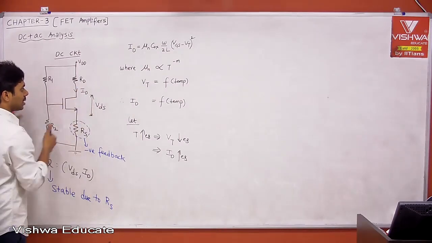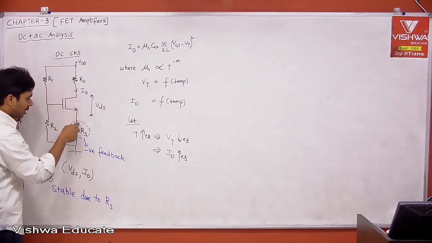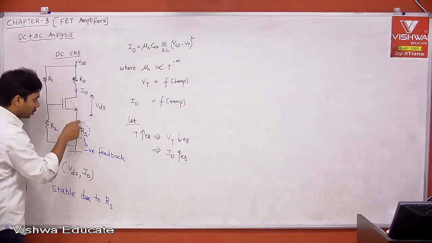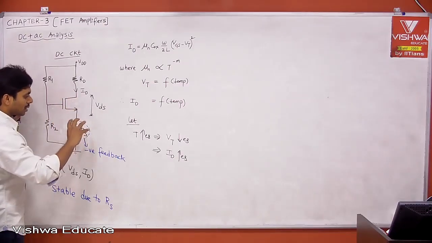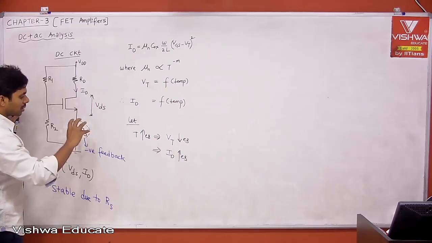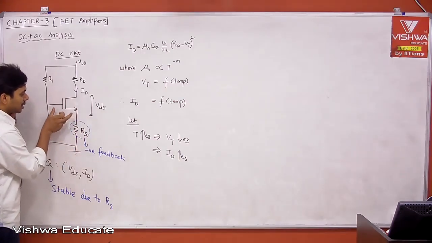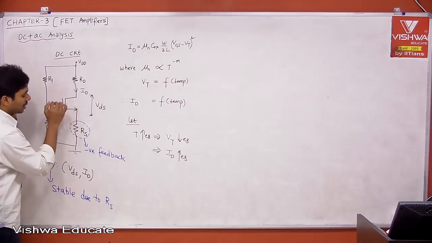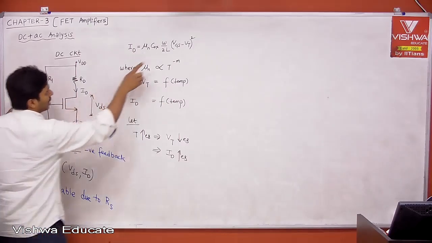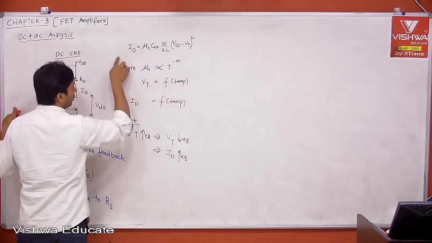If ID is increasing, the same current is flowing through RS. If the same current is flowing through RS, the drop across RS is increasing. When the drop across RS is increasing, voltage at source is increasing. When voltage at source is increasing, the gate to source voltage is decreasing. When the gate to source voltage is decreasing, your ID will decrease.